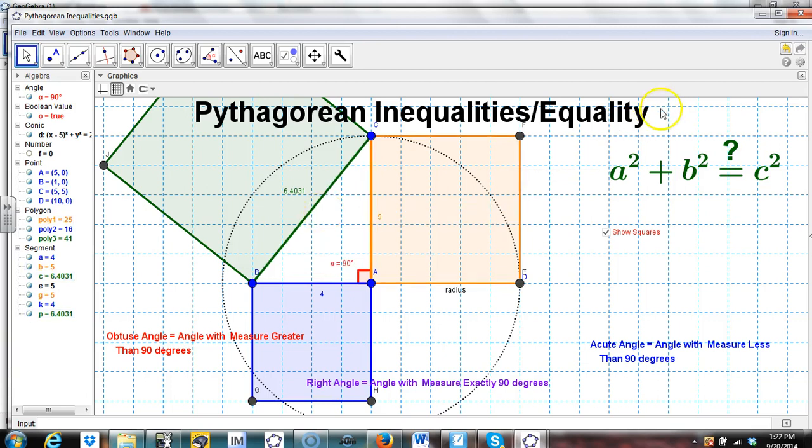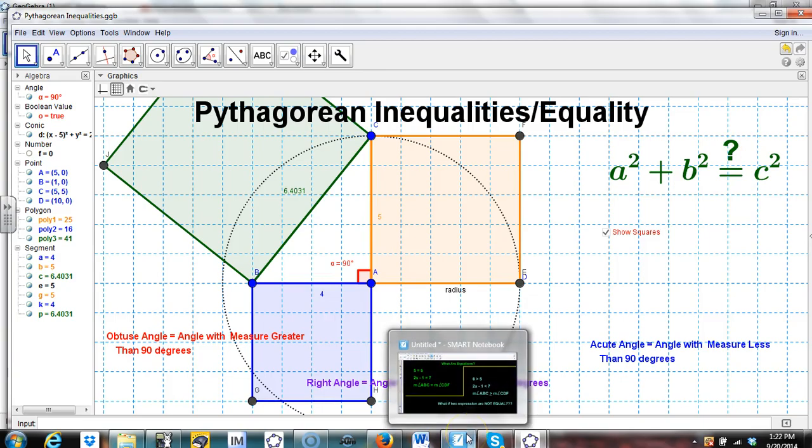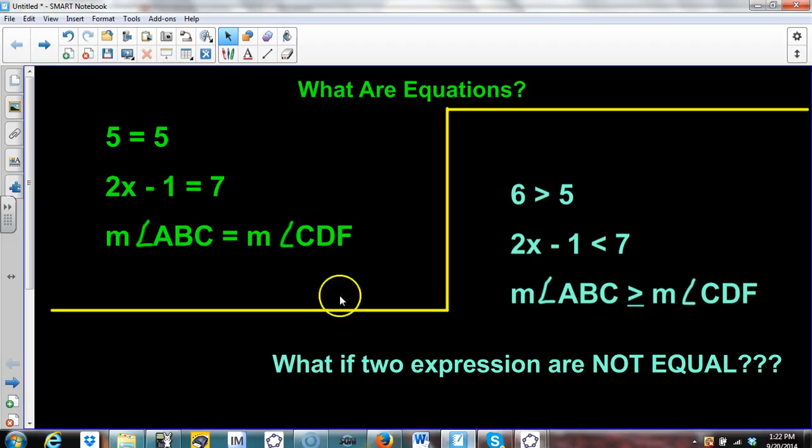But the next logical question becomes, well, what if a squared plus b squared is not equal to c squared? So then we have to ask what that means, right? So if they're not equal, then what are the other cases? What could happen, right? So let's talk about equations and let's talk about inequalities.